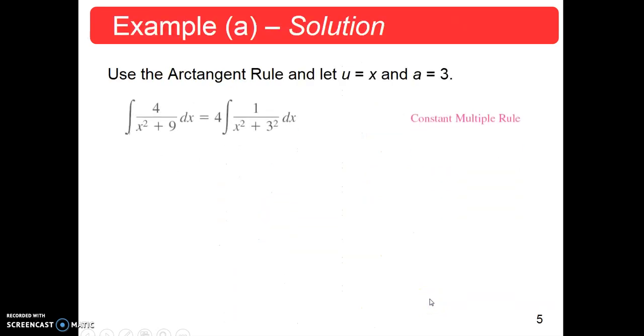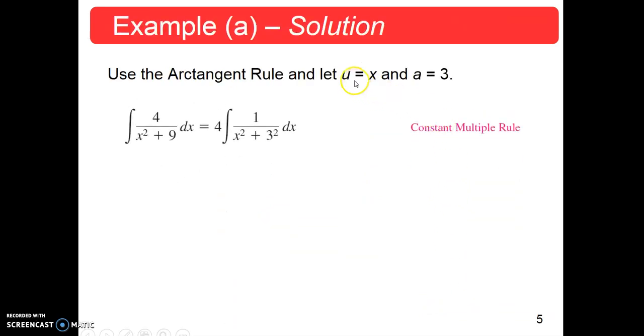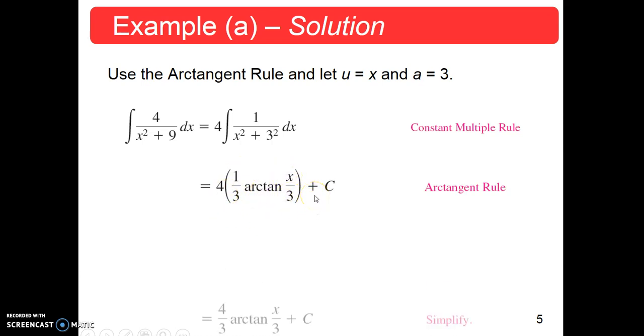In this case, u would be just x, because I've got x squared, and 9 can be considered as 3 squared, and the 4 in the numerator can come out of the integral, and then we just drop in that arctan rule. It's 1 over a, arctan of u over a, with the 4 out front, and of course plus c.